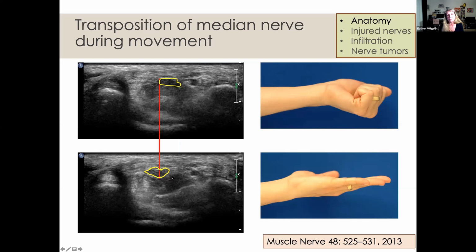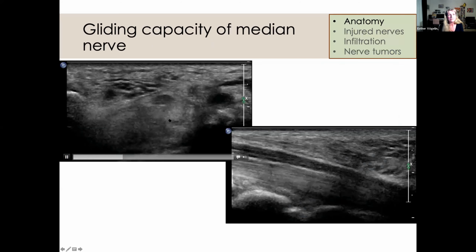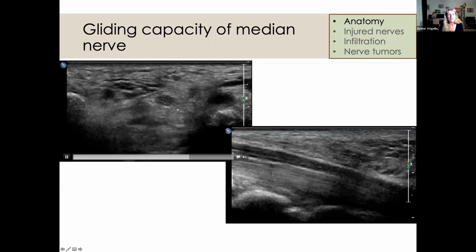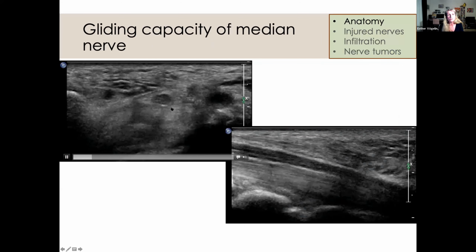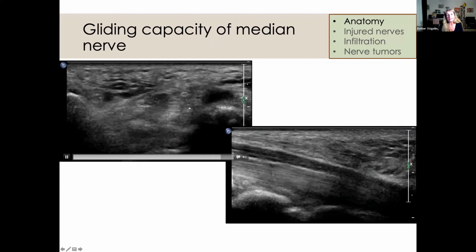moves to the radial or to the ulnar side during flexion and extension. This gives you a hint how mobile a nerve is during this movement. You also can watch that dynamically. You know already now this is our median nerve, and when we flex and extend the fingers, you see that a healthy nerve actually jumps around within the carpal tunnel when there is enough space around the flexor tendons.